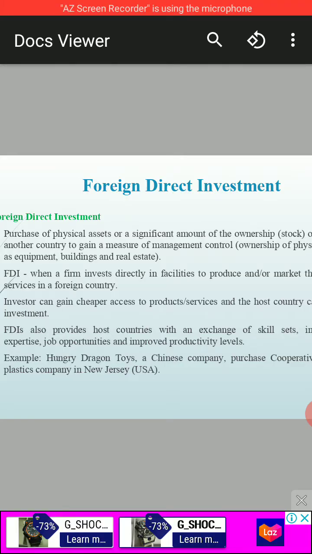Okay, so as we can see in Malaysia, there are a lot of multinational companies like Dell, Mattel. Okay, they are operating in Malaysia. So the good thing for the Malaysian people is that we can have more job opportunities for the local citizens. As you can see from the example, Hungry Dragon Toys, a Chinese company, purchased a cooperative chemical and plastic company in the US. So this is one example of foreign direct investment. Others in Malaysia, we can see ExxonMobil, Caltex, Dell, Mattel. They also undertake FDI in Malaysia.